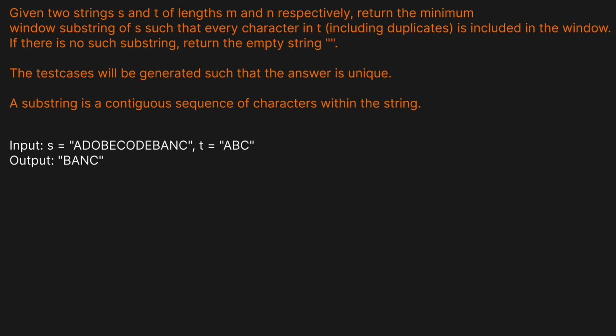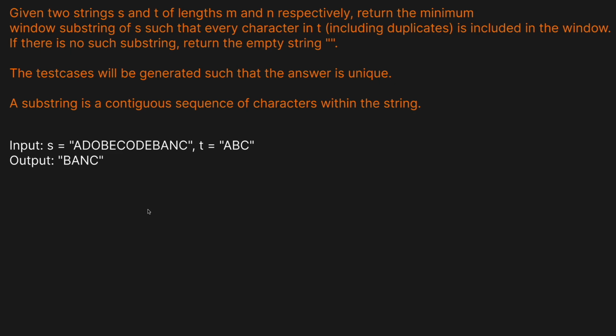Given two strings s and t of lengths m and n respectively, return the minimum window substring of s such that every character in t, including duplicates, is included in the window. If there is no such substring, return the empty string. The test cases will be generated such that the answer is unique, and a substring is a contiguous sequence of characters within the string.